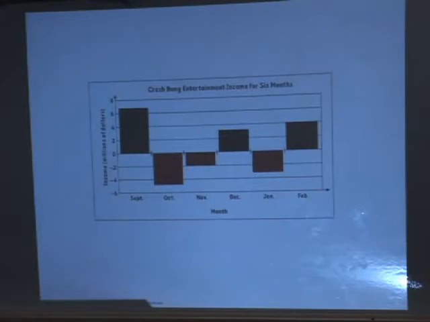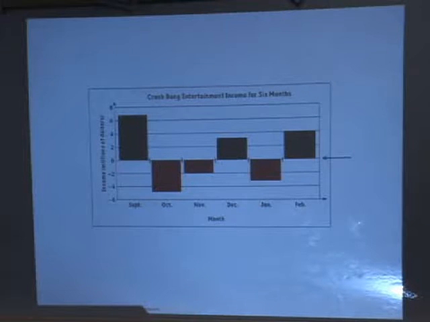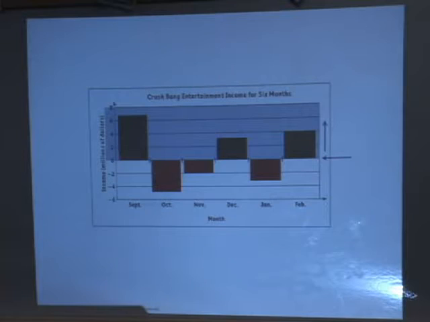You should see that in the months of September, December, and February, Crash Bang Entertainment actually made money. So if you look at the graph, everything above 0 would be what? Positive. And it's what color on the graph? Black. And in the months of October, November, and January, they didn't make money. They actually did what? They lost money.